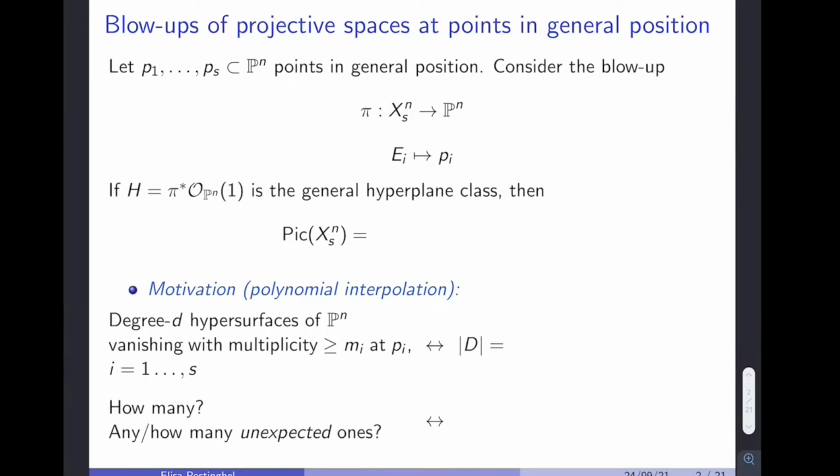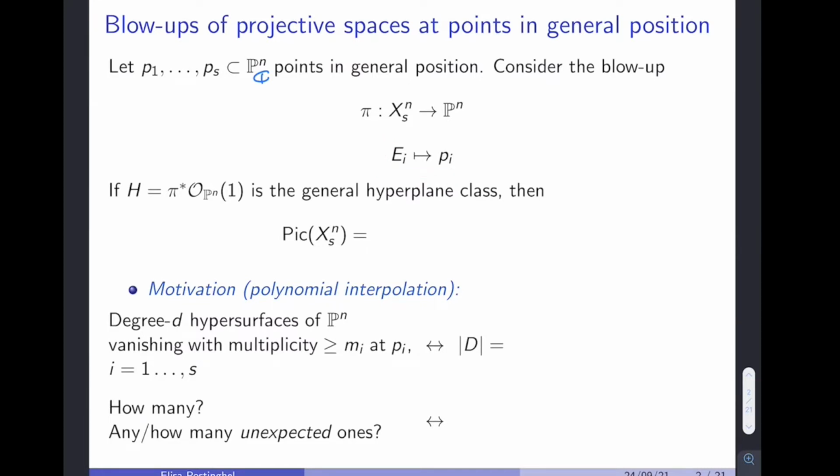So I'm going to start by setting up the notation and giving a little bit of motivation for what I'm going to say. We're going to consider a collection of S points in general position in projective space. I'm going to work over the complex numbers. And then we consider the blow up of the projective space at this collection of points, and we call E_i the exceptional divisor of a point P_i.